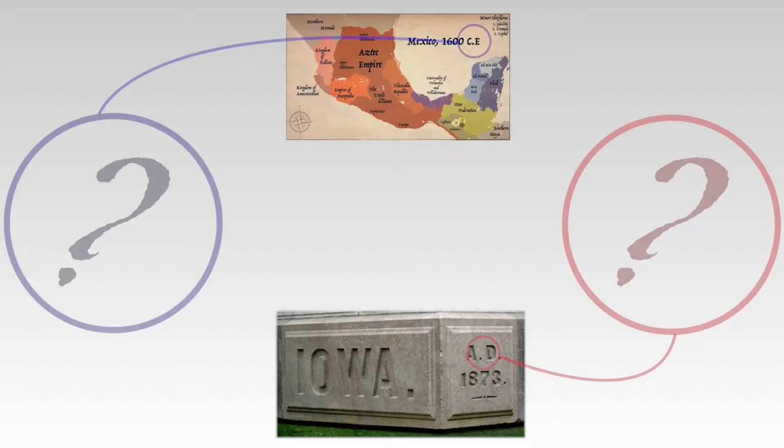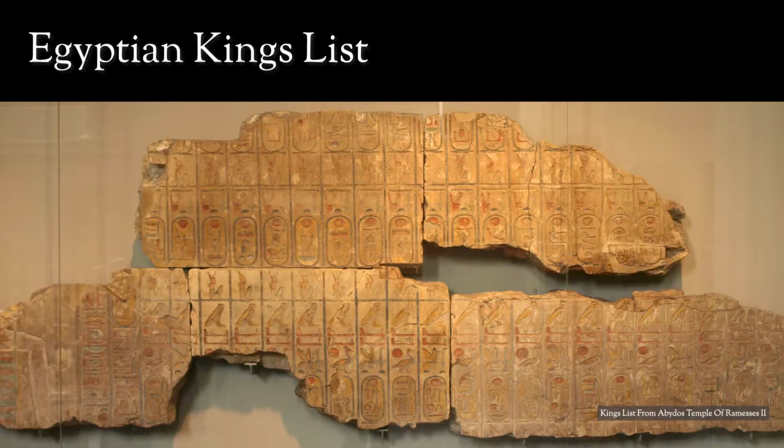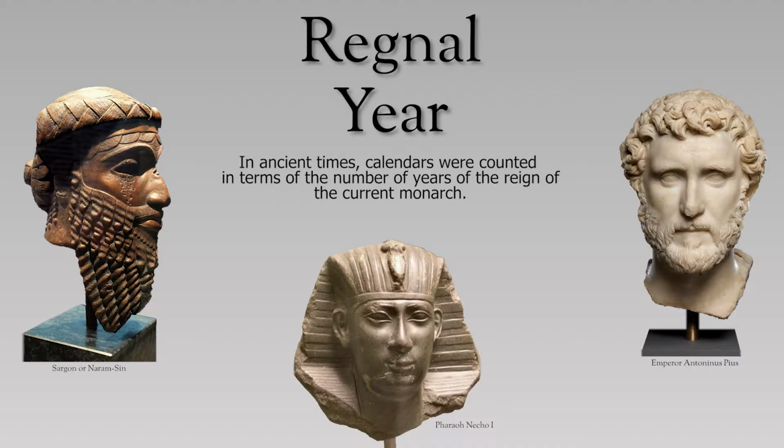During my research, I couldn't find what these abbreviations at the end of the years were called, so I decided to call them year stamps. To understand year stamps, we must go back in time into ancient history. We're not going to a specific point in history, as many of the ancient civilizations recorded the years similarly. In ancient times, calendars were counted in terms of number of years of reign of the current monarch. This type of dating is called regnal years.